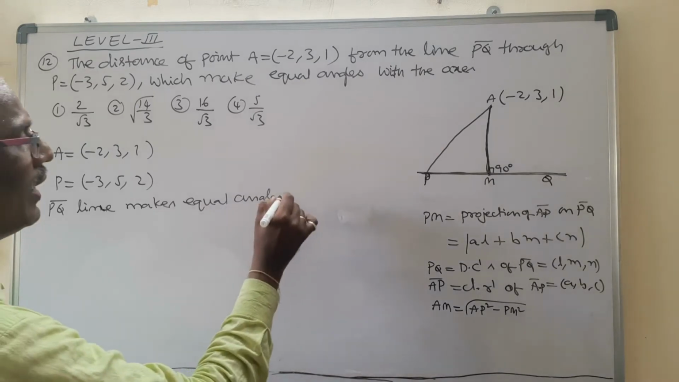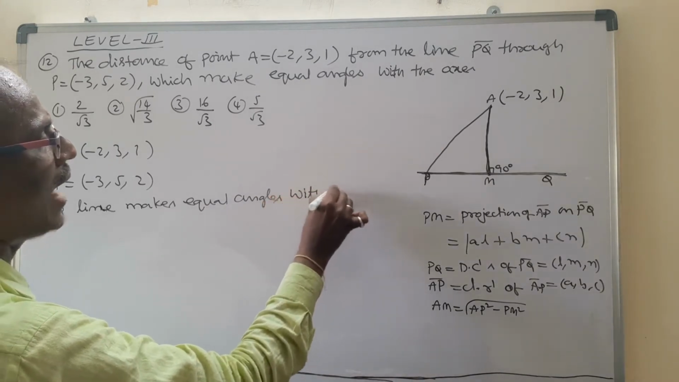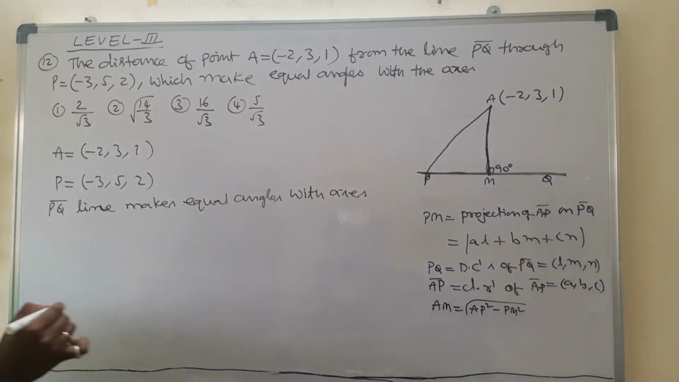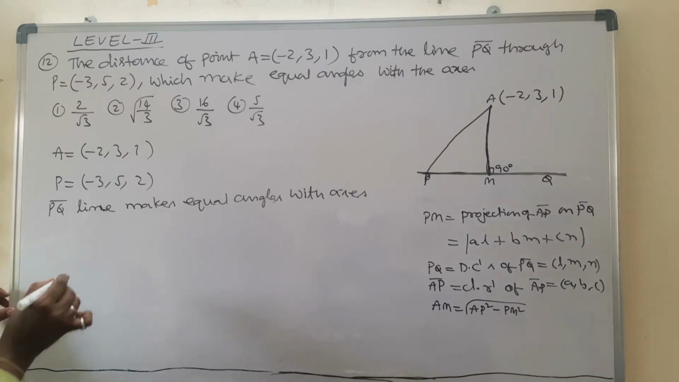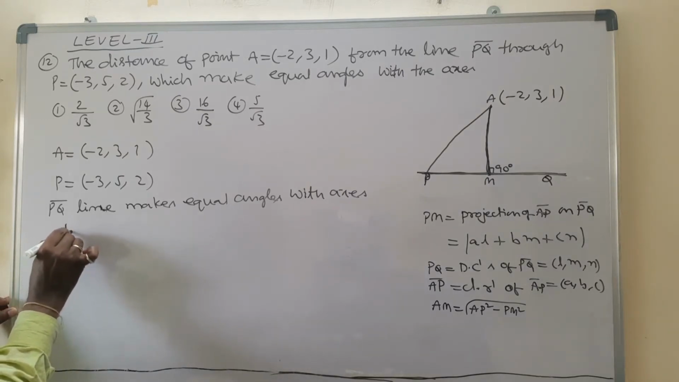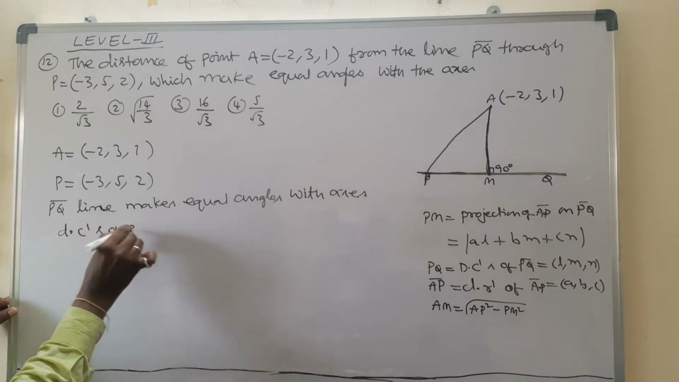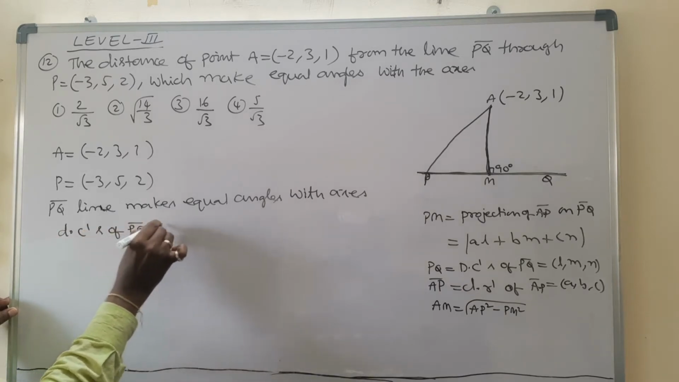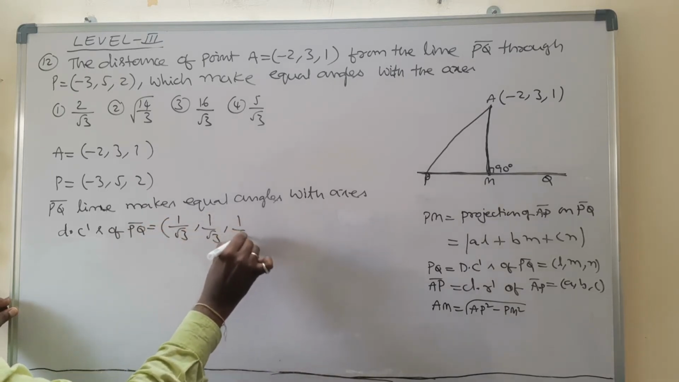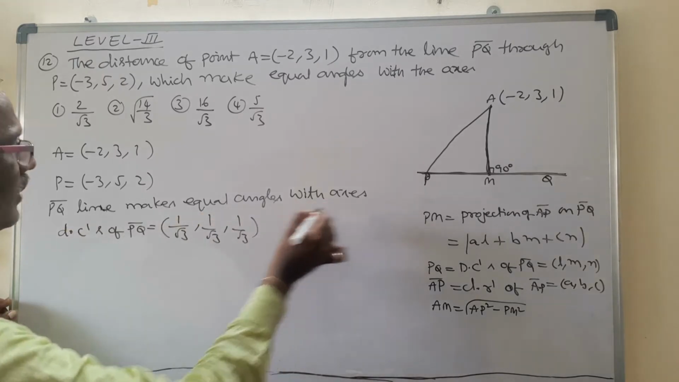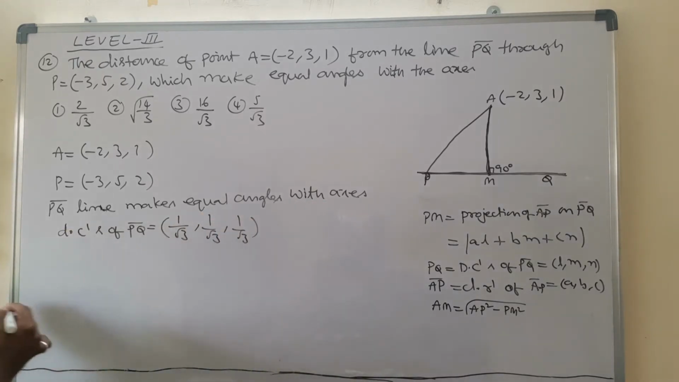The line PQ makes equal angles with the coordinate axes. We know that alpha equals beta equals gamma. The DCs of PQ are plus or minus 1 by root 3, plus or minus 1 by root 3, plus or minus 1 by root 3. Taking the direction cosines of PQ as positive values, they are 1 by root 3, 1 by root 3, 1 by root 3. If the line makes equal angles, then the DCs of PQ equal 1 by root 3, 1 by root 3, 1 by root 3.